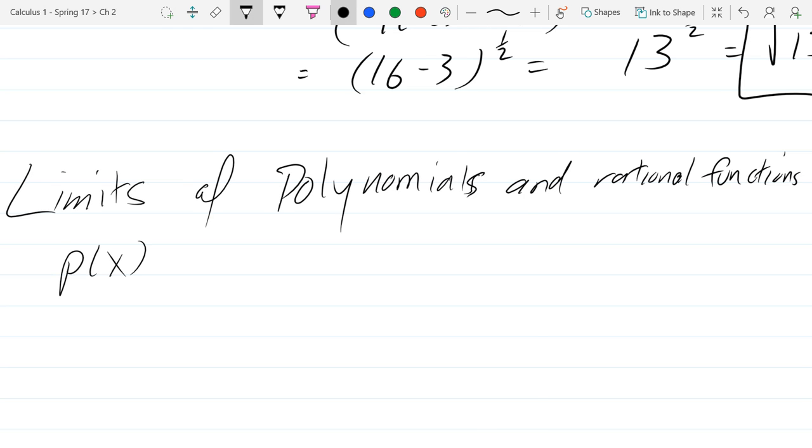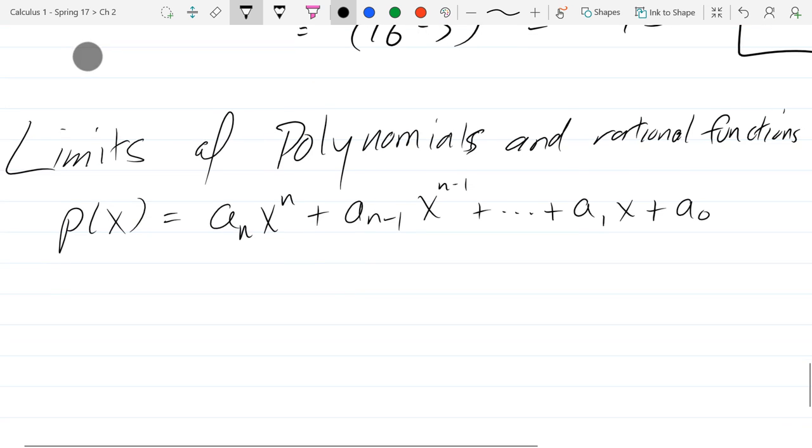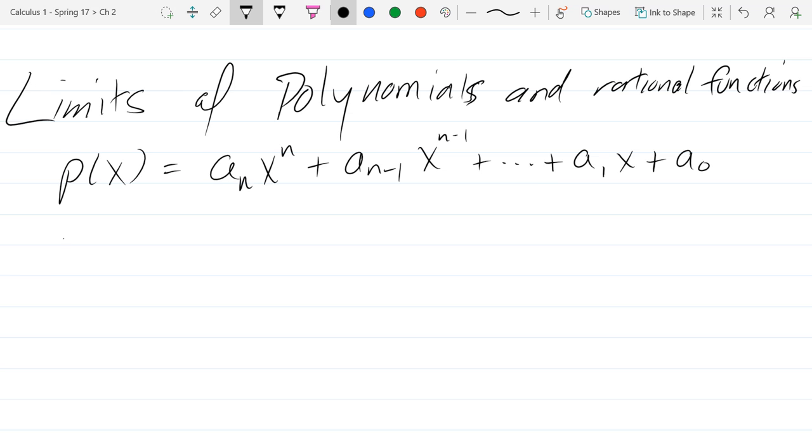So what does a polynomial look like? If we do an nth degree, which should be a little n, a_n x to the n power plus a_(n-1) x to the n minus 1, plus dot dot dot plus a_1 x to the first plus a_0. So this is what a polynomial looks like. And let's find the limit of this polynomial.